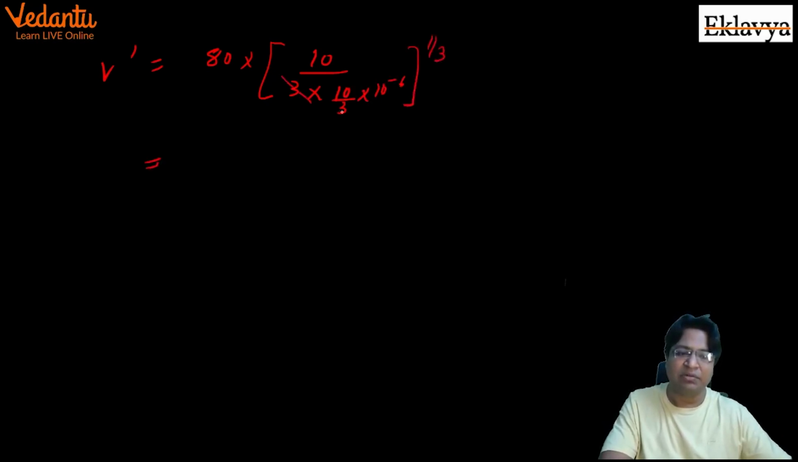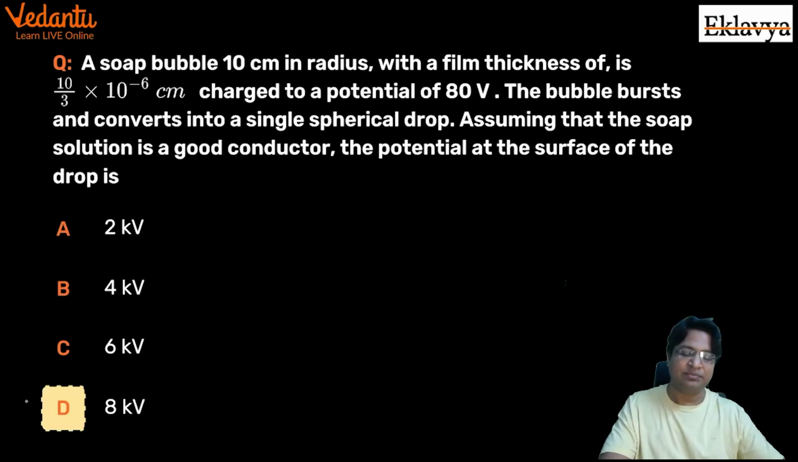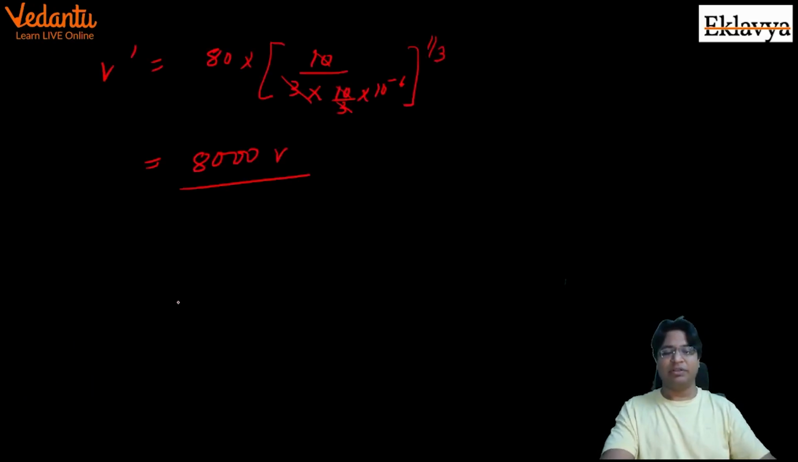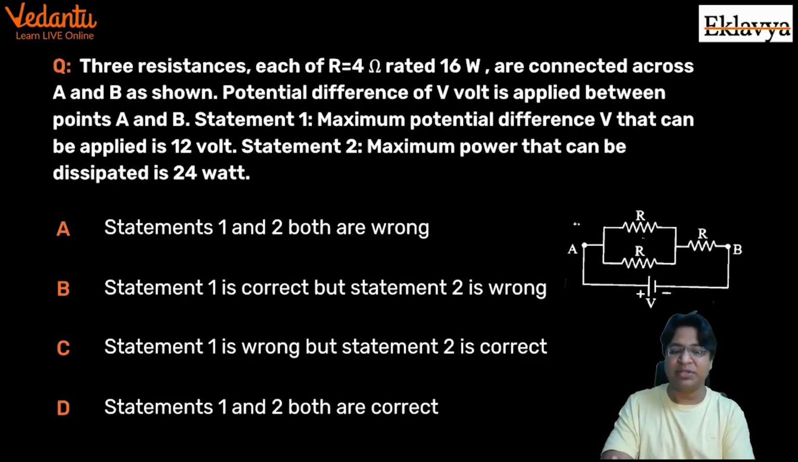So we'll finish this calculation. This gets cancelled, this gets cancelled. 10 raised to the power minus 6 becomes 10 raised to the power 6, cube root of that. So this becomes 8000 volt. So D option is the correct one. Alright, I hope you got that, everyone. Okay, so D option would be the correct one here. And now we'll go to the next question.